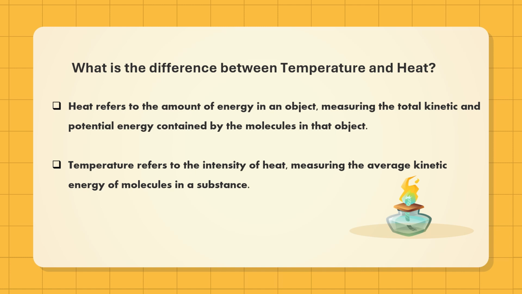Heat refers to the amount of energy in an object, measuring the total kinetic and potential energy contained by the molecules in that object. Temperature refers to the intensity of heat, measuring the average kinetic energy of molecules in a substance. Heat is a form of energy, and temperature is a measure of that energy.